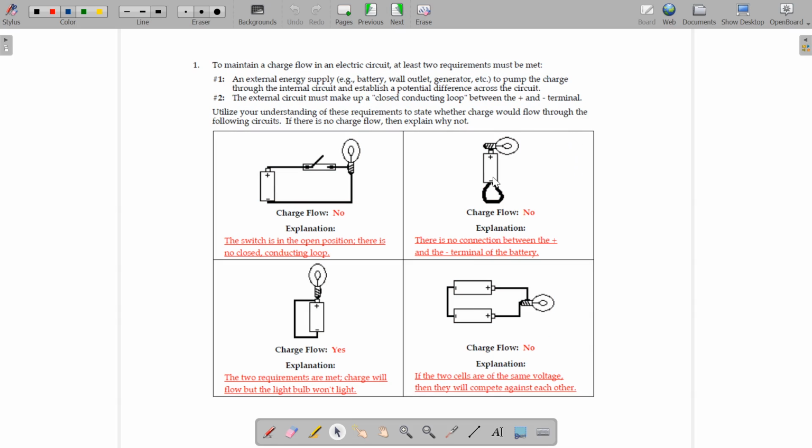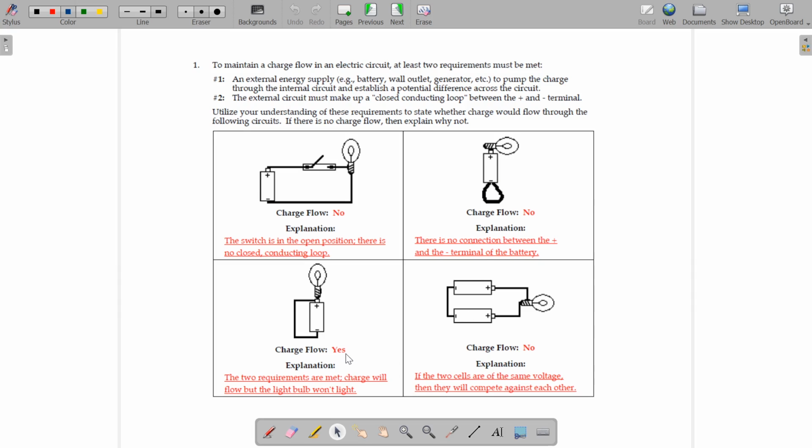So if you look at this diagram here, the explanation is no, there will not be any charge flow. And that should be obvious because requirement 2 is not met. There is not a closed conducting loop between the positive and negative terminals. Notice both ends of the copper wire are connected to the negative terminal. So of course, there is not going to be a flow of electrons.